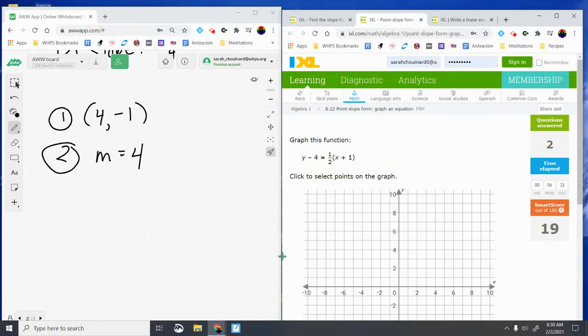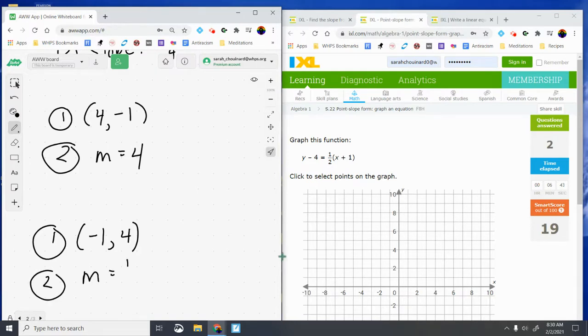All right, last one for this type. So my point is going to be negative 1, positive 4. And my slope is going to be 1/2. So negative 1, positive 4, and then up 1 and over 2.